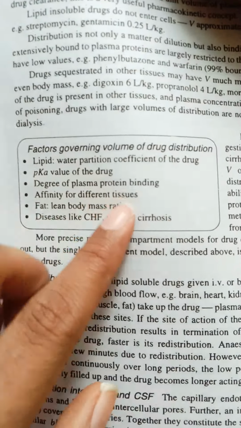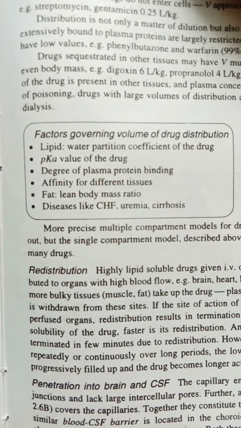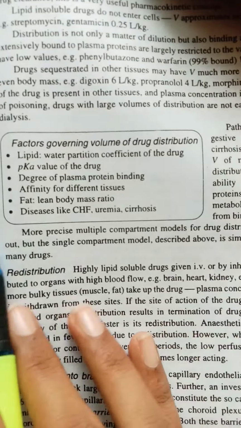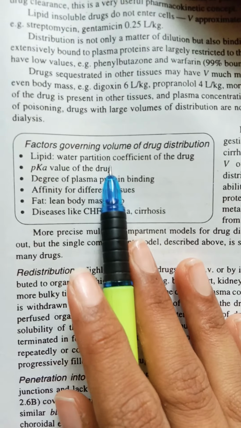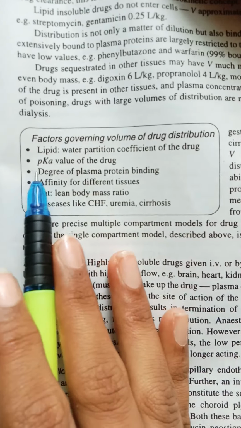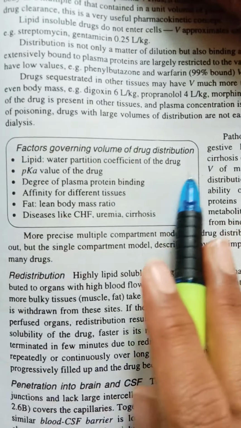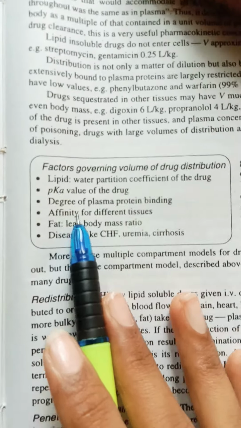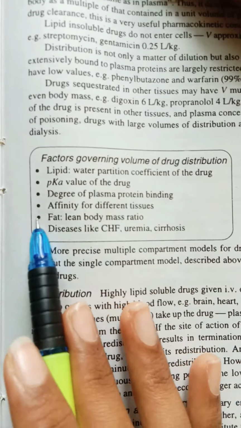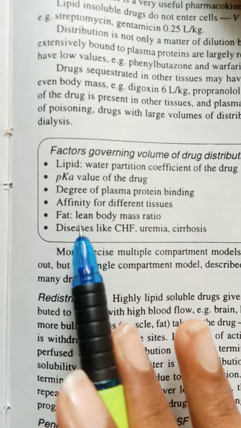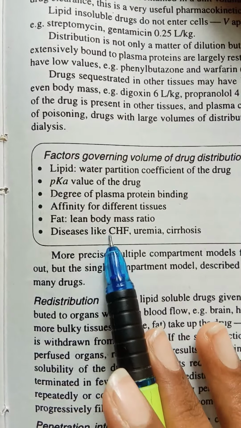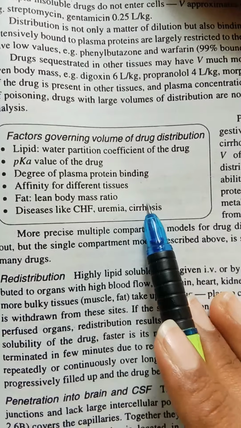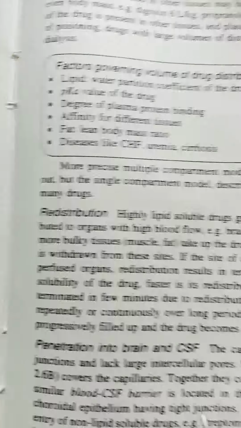Now let us check out the factors governing the volume of drug distribution. You can see, for example, the lipid-water partition coefficient of the drug, and the pKa value of the drug. These are all the factors on which drug distribution mainly depends. And also the degree of plasma protein binding, affinity for different tissues, fat or lean body mass ratio, and diseases like chronic heart failure, uremia, and cirrhosis.